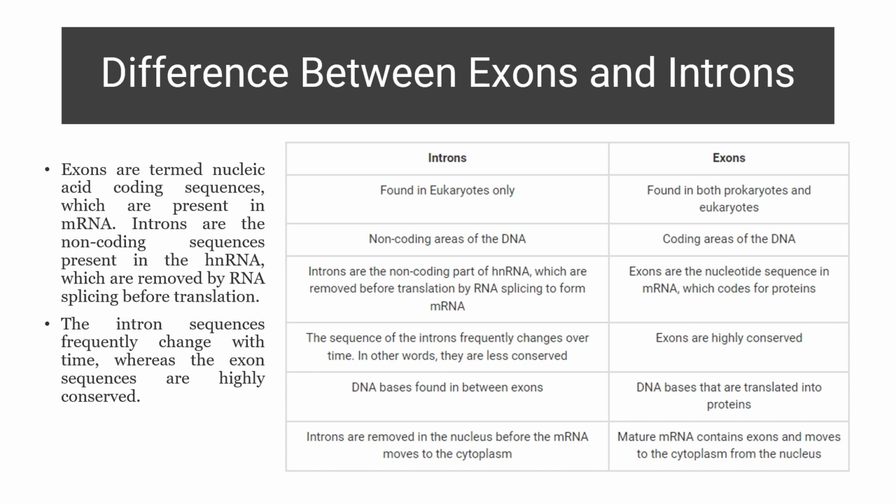Exons are found in both prokaryotes and eukaryotes. They are the coding area of the DNA. Exons are nucleotide sequences in the mRNA which code for protein. Exons are highly conserved DNA bases that are translated into protein, and mature mRNA contains exons and moves from the nucleus to the cytoplasm.